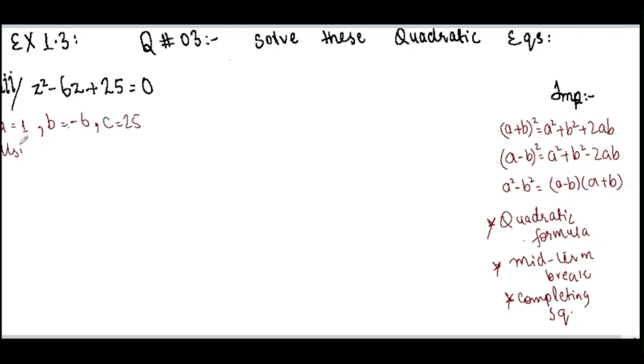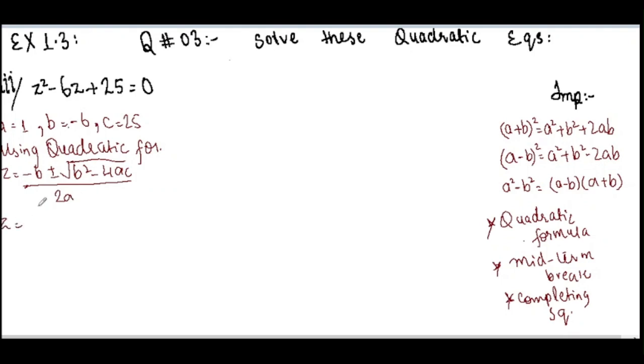So using the quadratic formula, z equals minus b plus minus square root of b square minus 4ac, whole divided by 2a. Z equals minus b gives us 6, minus into minus 6, so it gives us 6 plus minus square root of minus 6 square gives us 36 minus 4 into 25 into 1, which gives us the same number, so we are not going to multiply with 1, okay? Divided by 2 into a gives us 2 into 1.